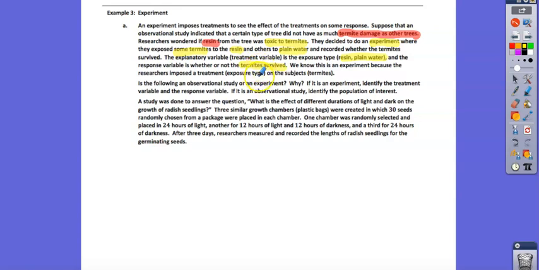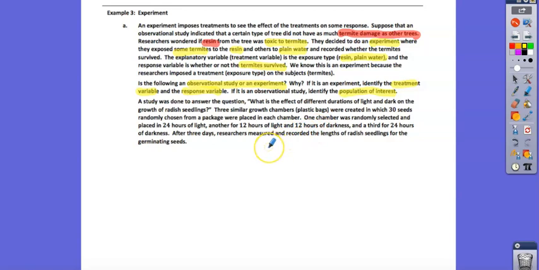So that's how you could take an observational study and then say, let's go run an experiment to see if I can establish cause and effect. Okay, is the following an observational study or an experiment? We have a whole bunch of these questions coming up. If it's an experiment, can you identify the treatment variable and the response variable? And if it's an observational study, can you identify the population of interest? Okay, so here we go.